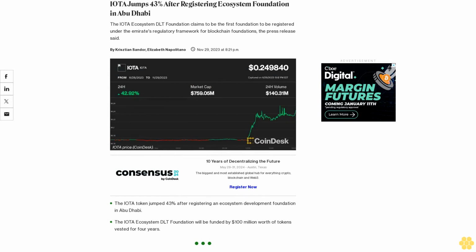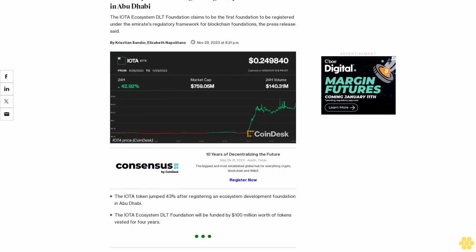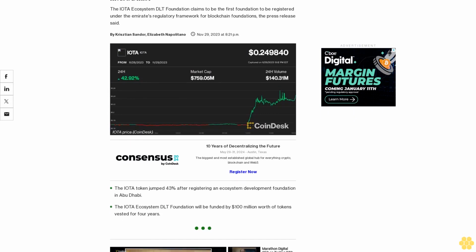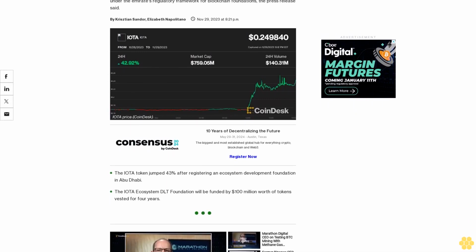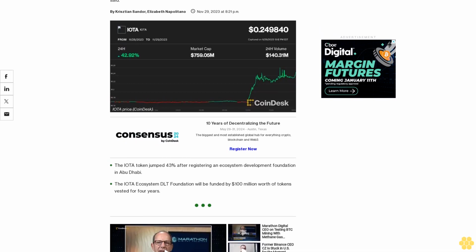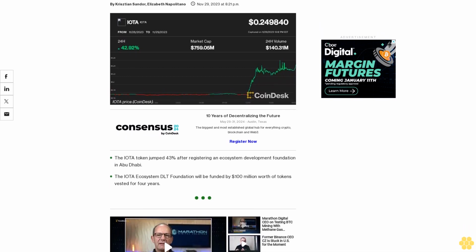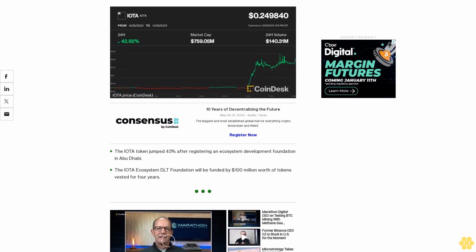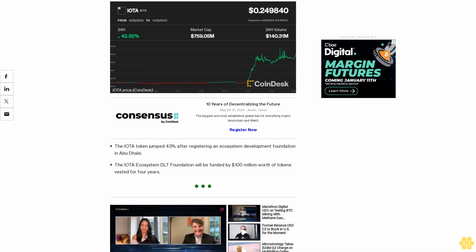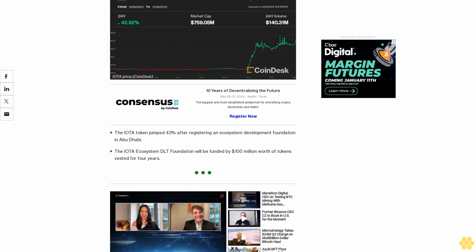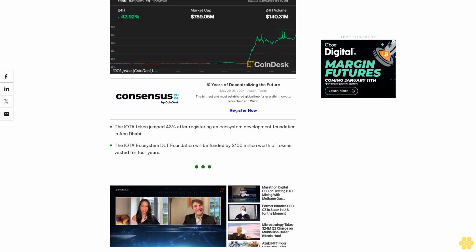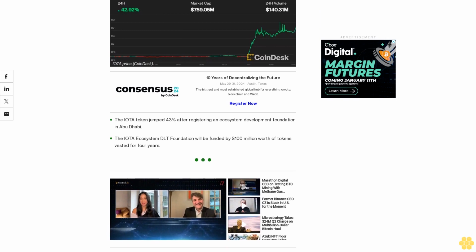IOTA jumps 43% after registering Ecosystem Foundation in Abu Dhabi. The IOTA Ecosystem DLT Foundation claims to be the first foundation to be registered under the Emirates regulatory framework for blockchain foundations, the press release said. The IOTA token jumped 43% after registering an Ecosystem Development Foundation in Abu Dhabi. The IOTA Ecosystem DLT Foundation will be funded by $100 million worth of tokens vested for 4 years.